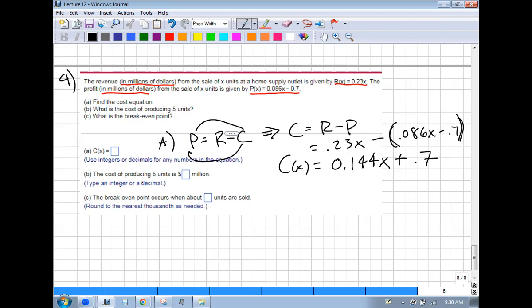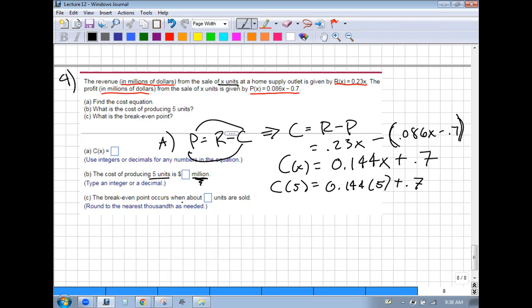Find the cost of producing 5 units. Look, they already have the word million here, so we don't have to convert to millions. Sometimes they'll have it here and sometimes they won't, so you have to pay attention. You don't want to get the whole thing wrong because you didn't look at that. So you just plug 5 in here. 0.144 times 5, plus 0.7. X is just x units. They didn't say x is in millions or halves or anything. So just plug that in your calculator.